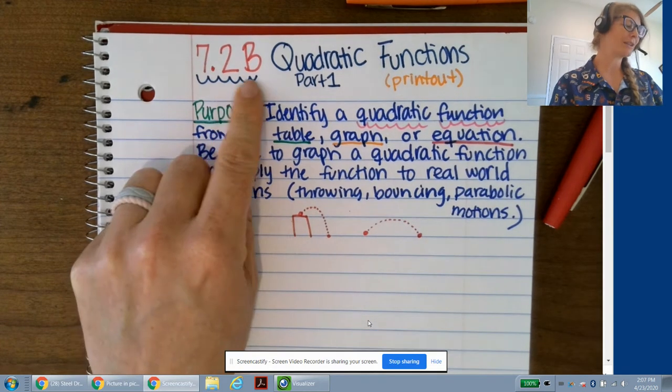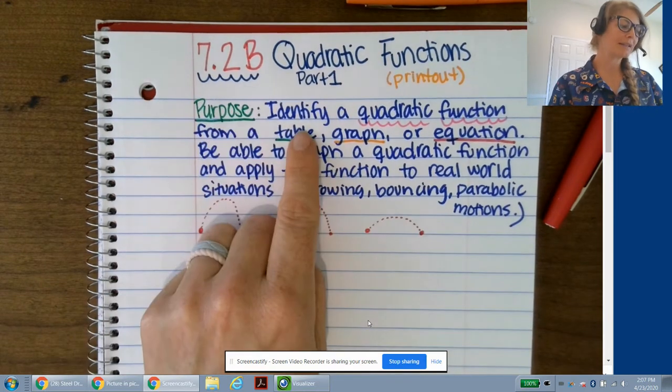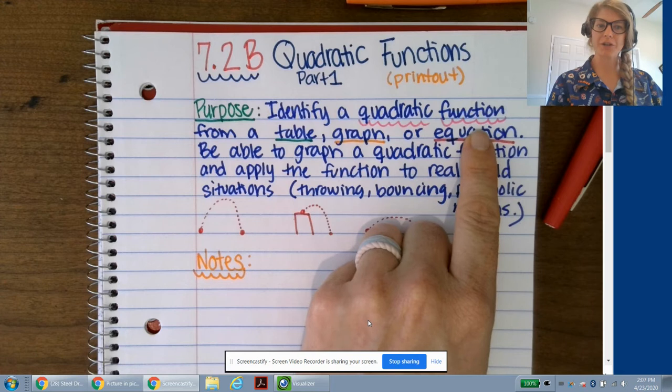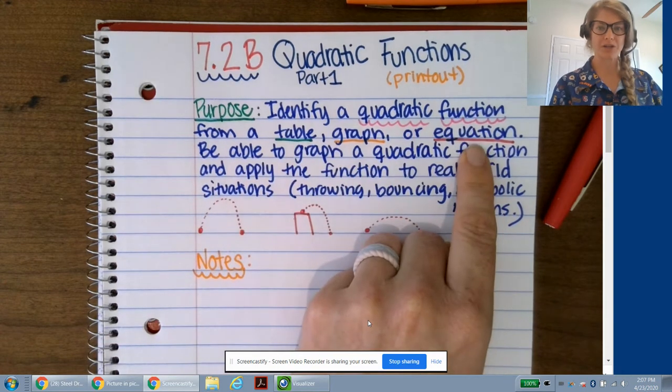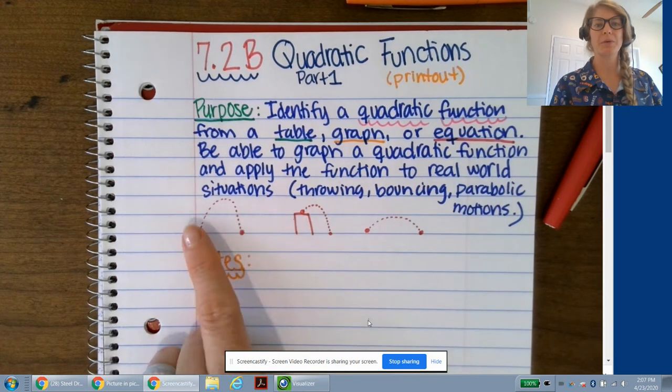We're working with 7.2b, quadratic functions, and this is going to be part 1. So our purpose in this lesson is to identify a quadratic function from a table, a graph, or an equation, and then be able to graph a quadratic function and apply the function to a real-world situation.